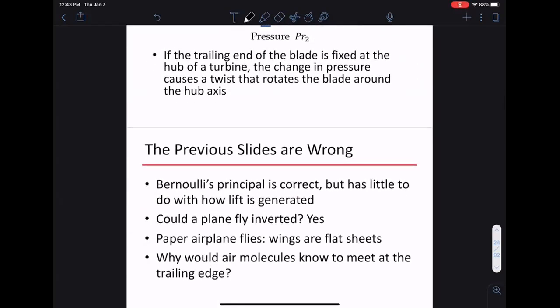Another reason is, what does air molecules meeting at the trailing edge mean? These are molecules. How do they know to meet at the trailing edge? There's nothing making them. And indeed, if you put this into a wind tunnel, they don't meet at the trailing edge. You can observe it, and there's no reason they meet at the trailing edge of the airfoil.